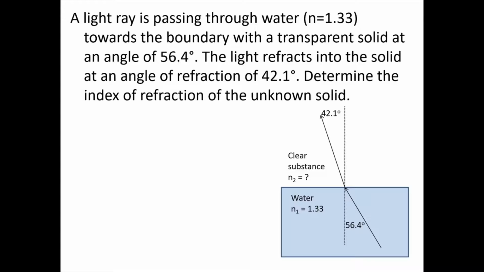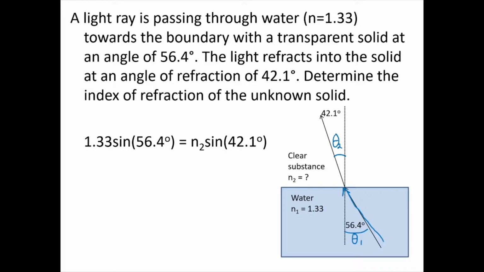So light is passing through water. So in this example, it's starting out in the water down here. And it bounces out at some theta 2. We can call this theta 1 down below, 56.4. And then it bends in towards the normal to some clear substance. It doesn't necessarily say that it's air. So it could be glass or it could be plastic, whatever we have this water stored in. So it's really important with Snell's law to remember which angles we're talking about.